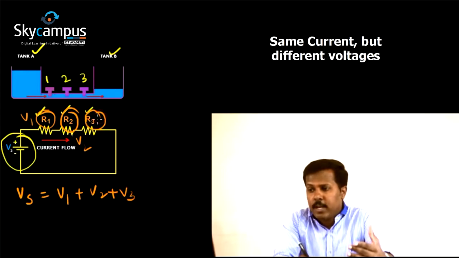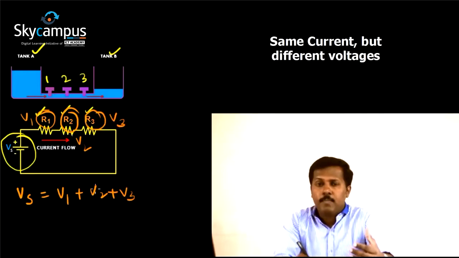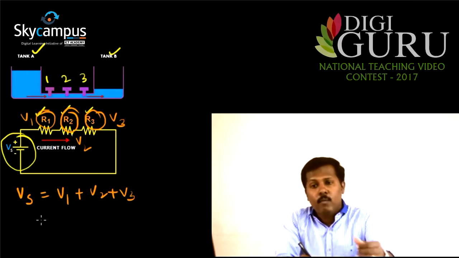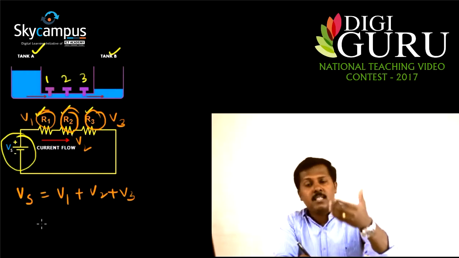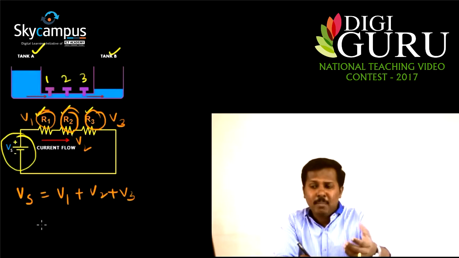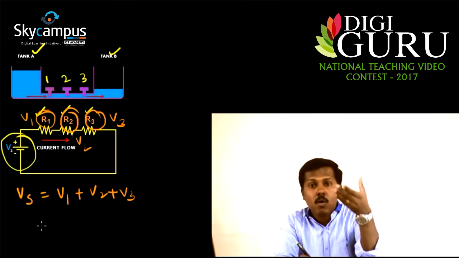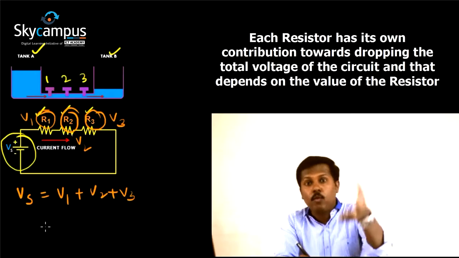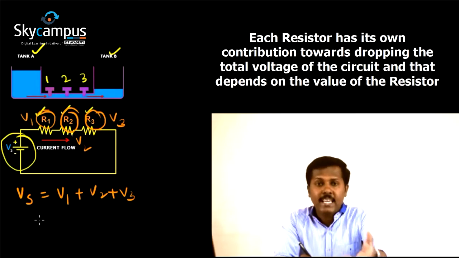So V3 is the voltage drop across the resistor R3. The total voltage will be dropped across the resistors R1, R2 and R3. That means each resistor has its own contribution towards dropping the total voltage. So we can write the equation Vs is equal to V1 plus V2 plus V3.